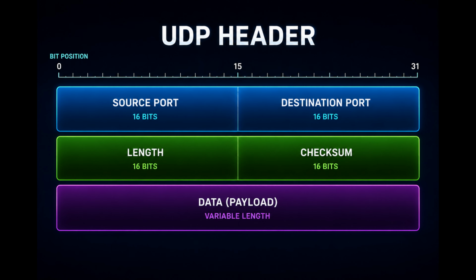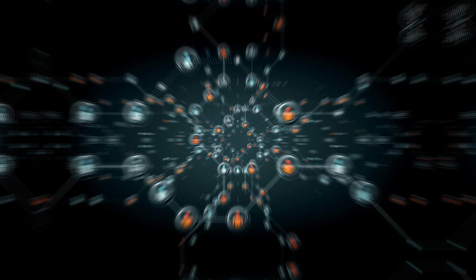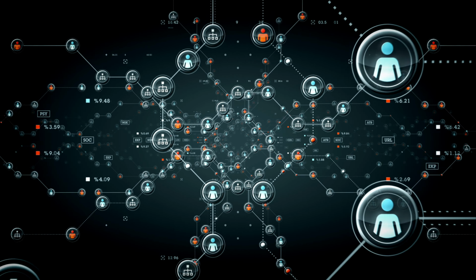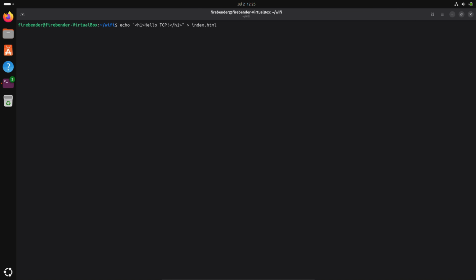Now that we have understood how TCP and UDP work in theory, let's see what they actually look like on a real network. We will begin with TCP. First of all, I will create a simple web page by typing the following command on the screen. Now, I will start a local web server using Python. Type python3 -m http.server 8080. Our server is now running and waiting for incoming connections.